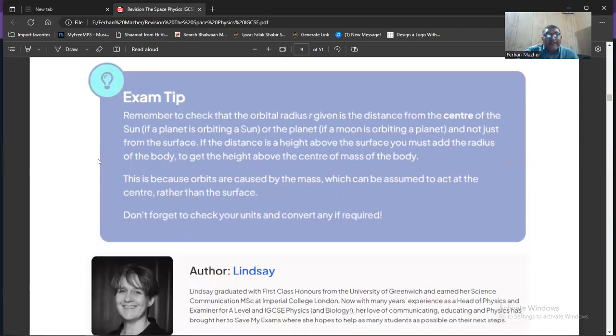So the exam tip is, remember to check that the orbital radius small r given is the distance from the center of the sun if a planet is orbiting a sun, or the planet if a moon is orbiting a planet, and not just from the surface. If the distance is a height above the surface, you must add the radius of the body to get the height above the center of mass of the body. This is because the orbits are caused by the mass, which can be assumed to act at the center rather than at the surface. Do not forget to check your units and convert any if required.